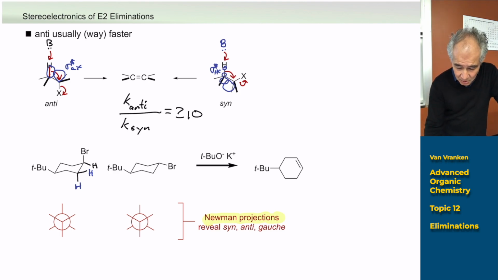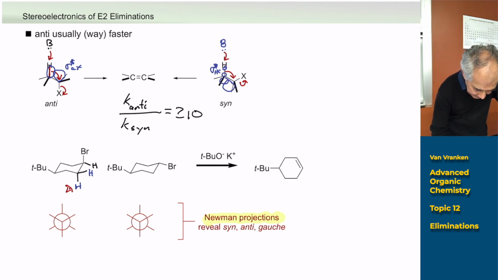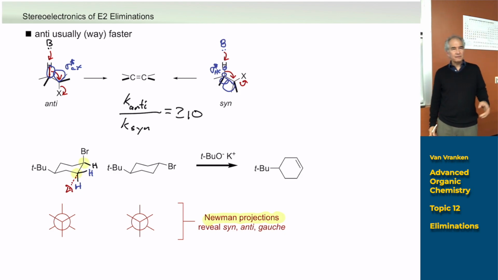And the idea behind a Newman projection would be if you were to sit right here with your eyeball, like a naked eyeball right there, and stare down that bond, what would you see? What would you see if you could stare down this C-C axis? What's the arrangement of groups that you would see?